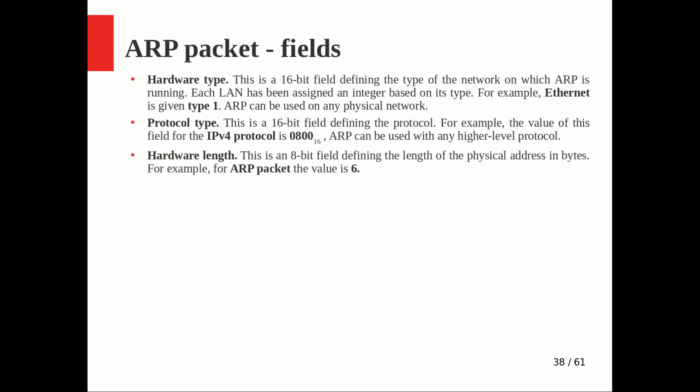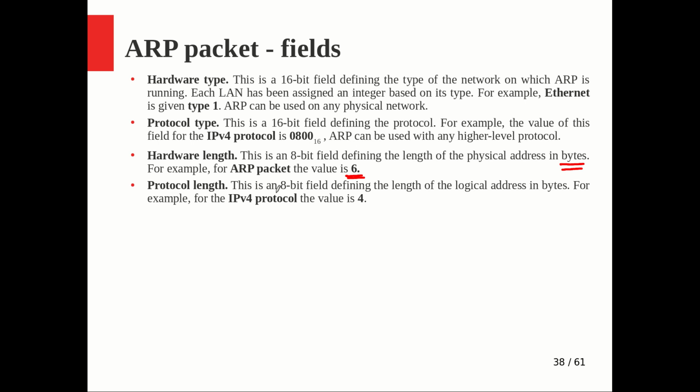So the hardware length is an 8-bit field defining the length of the physical address in bytes. The actual length has to be represented in bytes, not in bits, okay? For example, if it is an ARP packet for Ethernet, it will be 6, that is a 6-byte or 48-bit number. The protocol length, again, is an 8-bit field defining the length of the logical address, again in bytes. For example, for IP version 4, it will be 4, meaning 4 bytes or 32 bits.